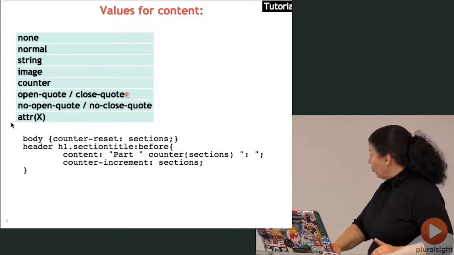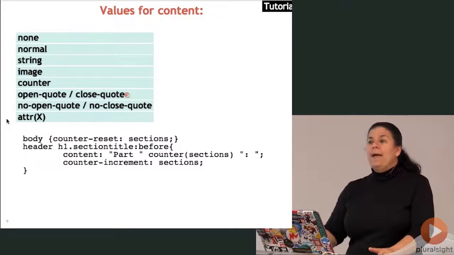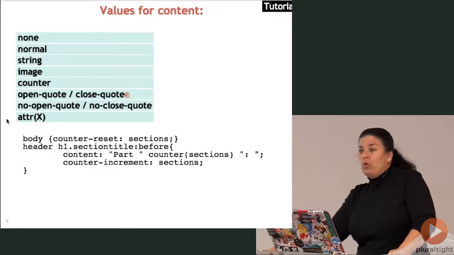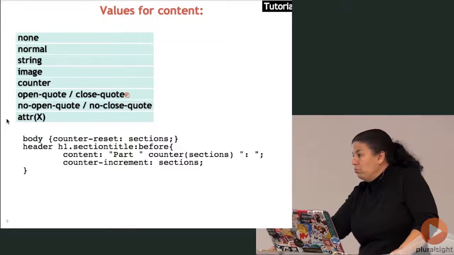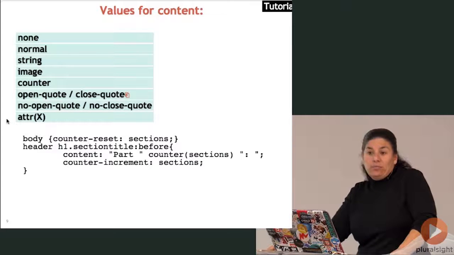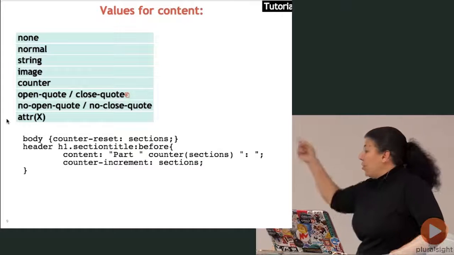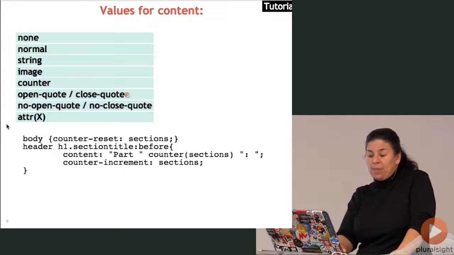So let me go over counter. So counters, you know counters very well from ordered lists, right? They count for you. It's very simple. Ordered lists are not the only things that you can count, but other things on the page that you're counting are done with the generated content of a counter.